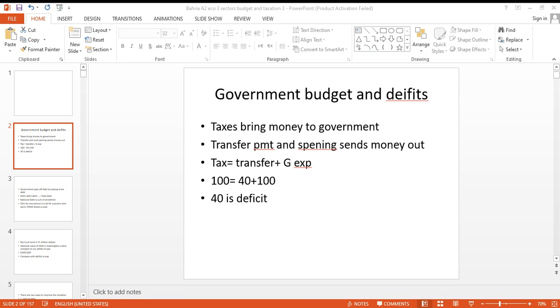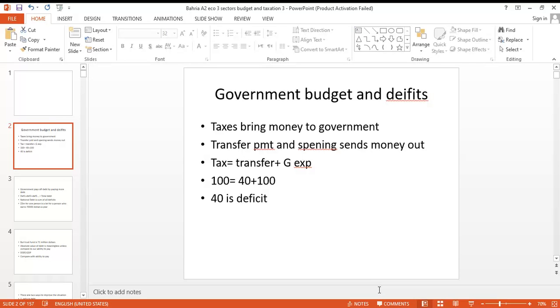Okay, welcome back to our continued discussion on government, the three sector economy. And now we are going to discuss today the government budget and the deficit, most importantly. Now, as we all know, that budget is a plan of government expenditure against the government revenues. Now, whenever the revenue is less and the expenditure is more, we say that the budget is in a deficit.